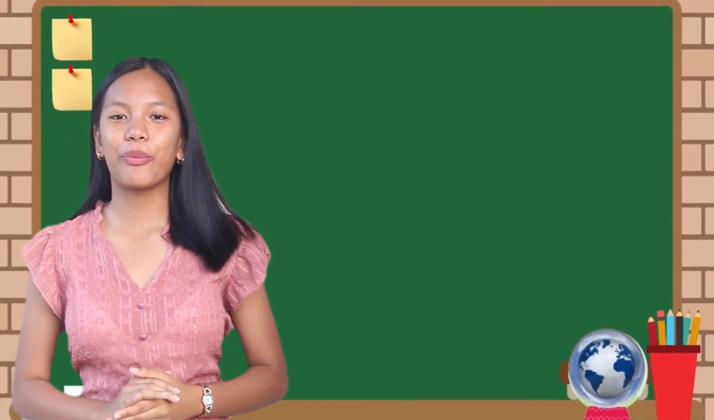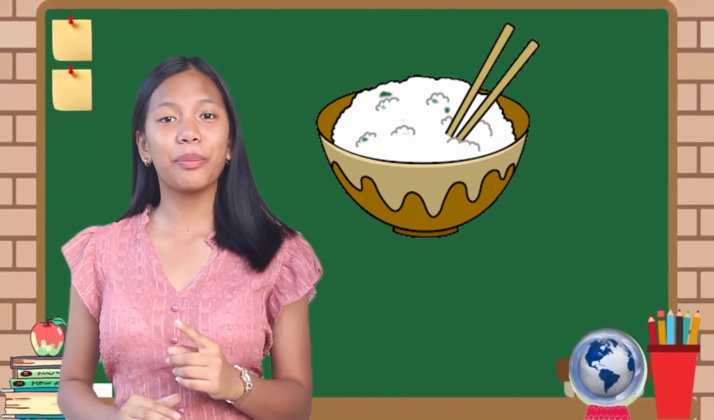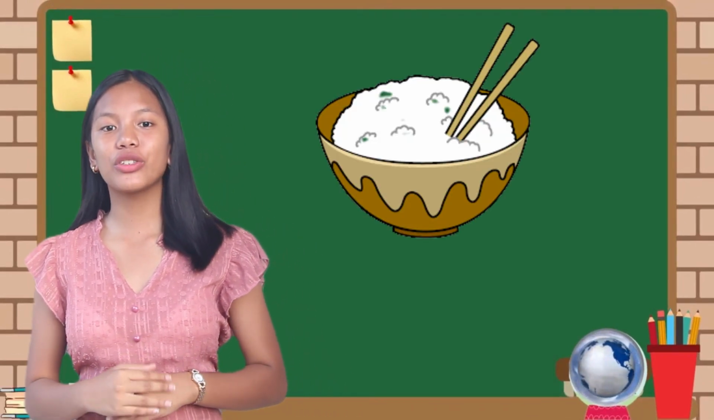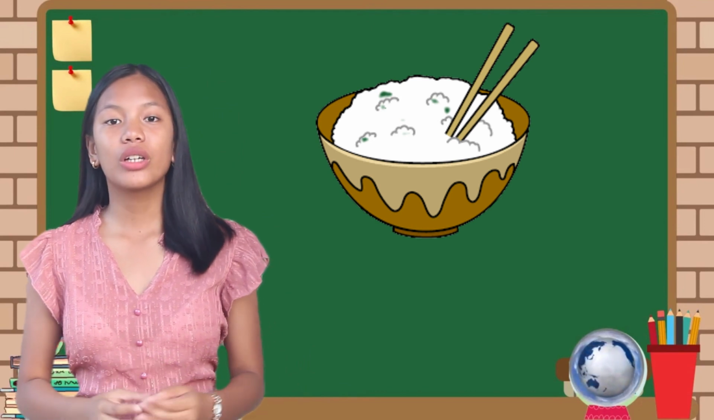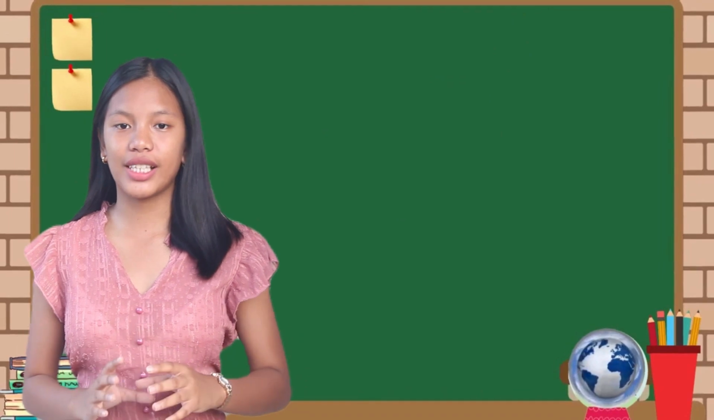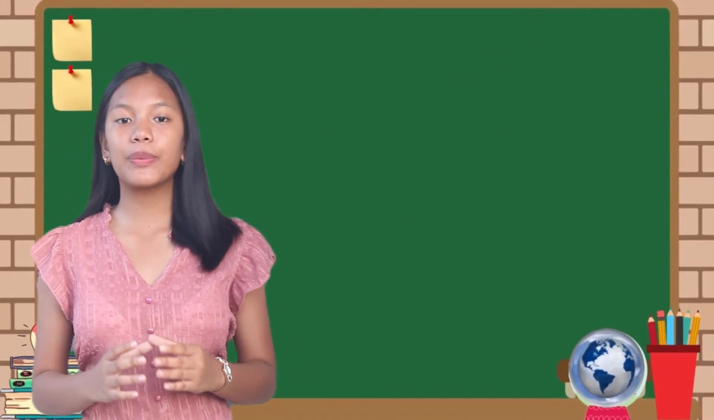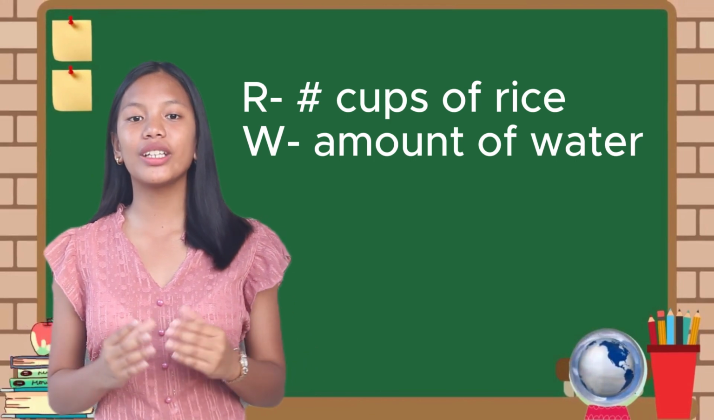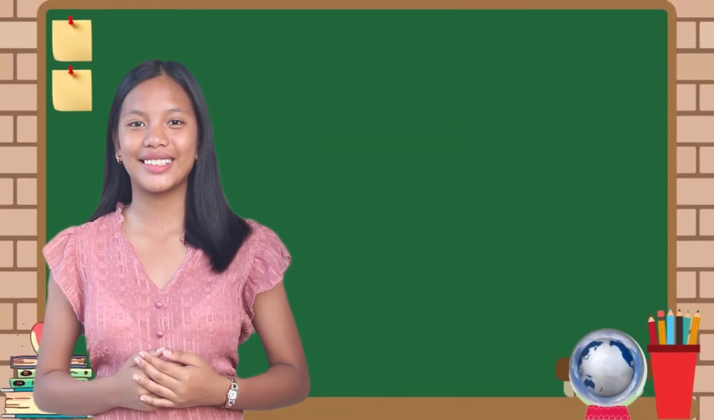Another common example of real-life function is simply cooking rice for a meal. When cooking rice, the amount of rice and water, as we all know, corresponds to each other. This relation can be represented as a function where the input is the number of cups of rice and the output is the amount of water we need to cook the certain amount of rice.